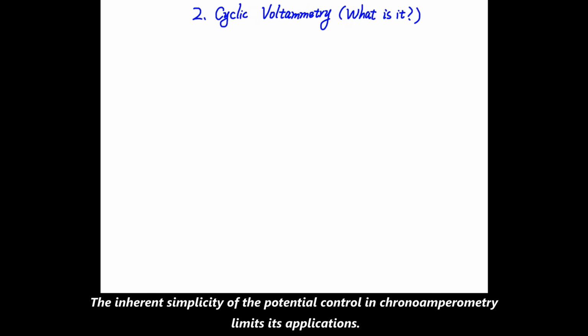The inherent simplicity of the potential control in chronoamperometry limits its applications. Another method, cyclic voltammetry, controls the potential in a more complex way and is therefore able to afford significantly more insights into the reaction systems, especially regarding the electrogenerated species and the electroactive intermediates. Specifically, this method applies potential sweeps as a function of time, as shown in the figure here.